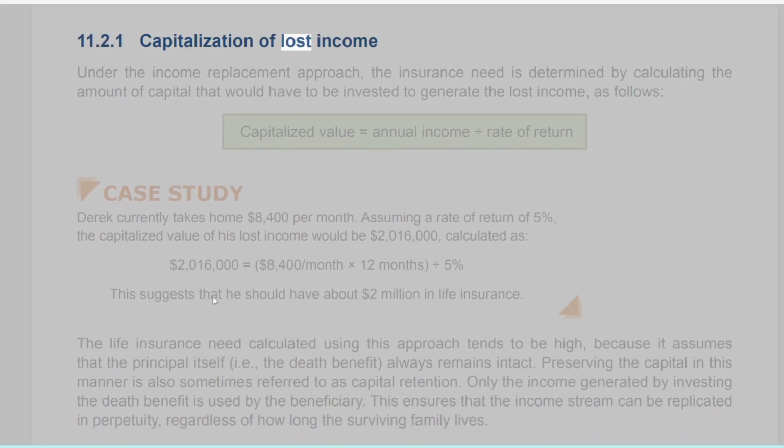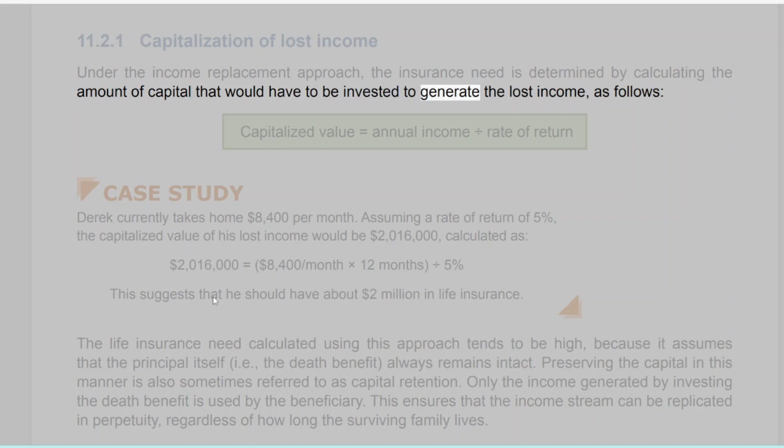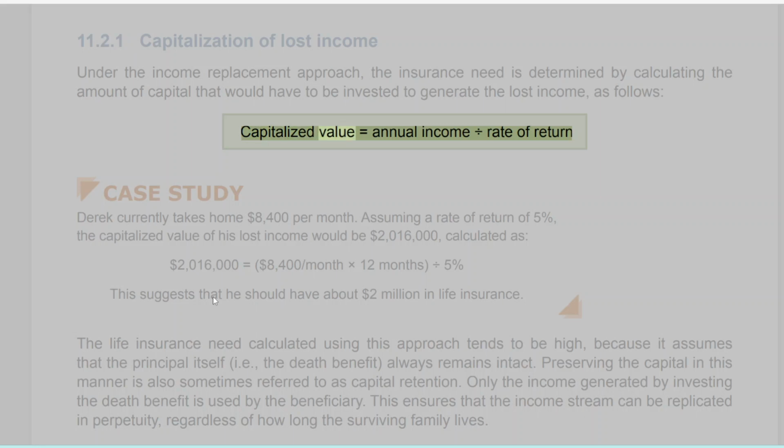11.2.1 Capitalization of lost income. Under the income replacement approach, the insurance need is determined by calculating the amount of capital that would have to be invested to generate the lost income, as follows. Capitalized value equals annual income divided by rate of return. Case Study. Derek currently takes home $8,400 per month.